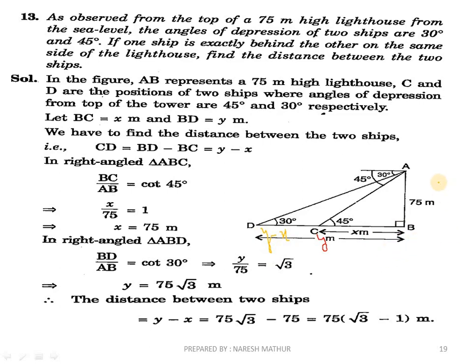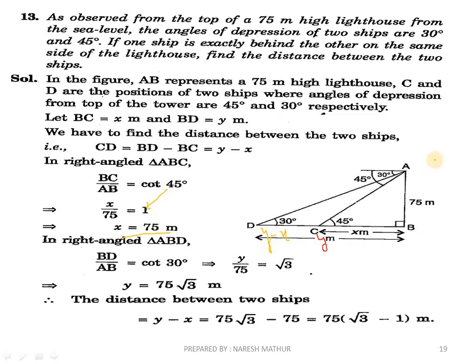Now see, in triangle ABC we can take tan or cot. So cot theta equals to base upon perpendicular, so cot 45 equals to x by 75, because cot 45 is 1. So x equals to 75 meter. It means the length of BC would be 75 meter.